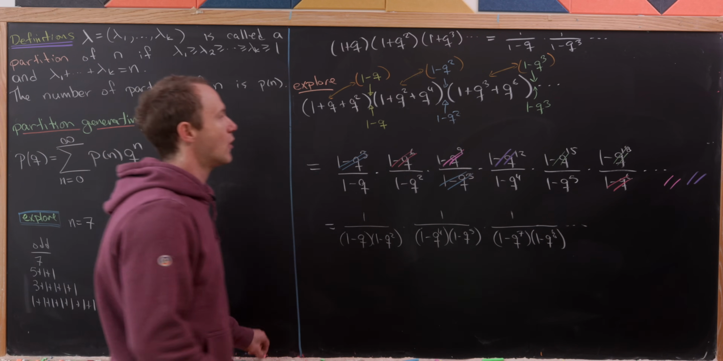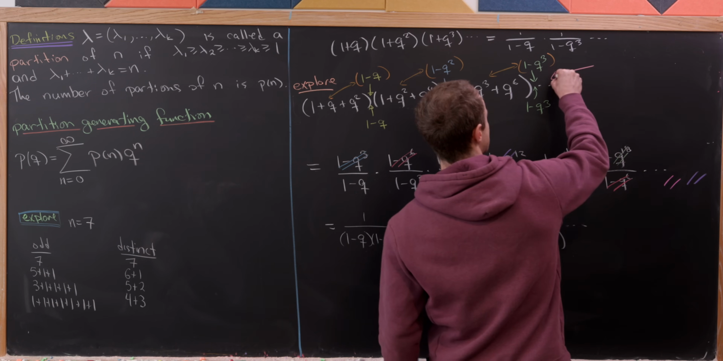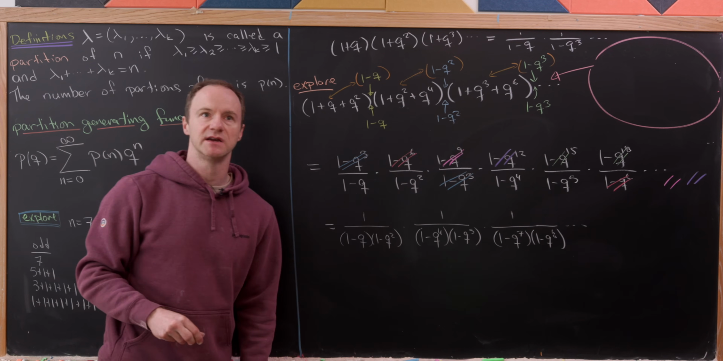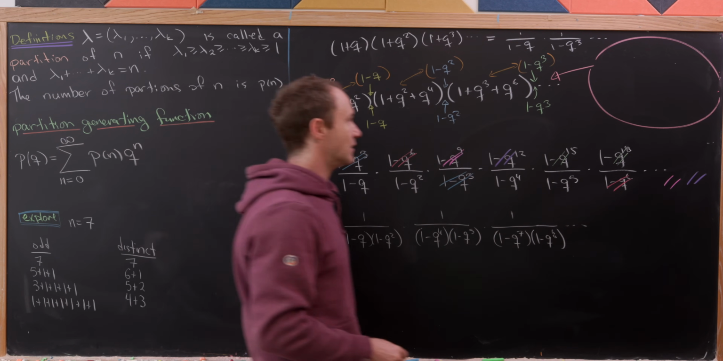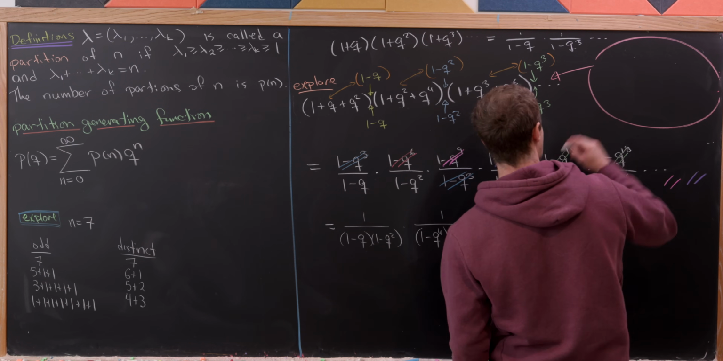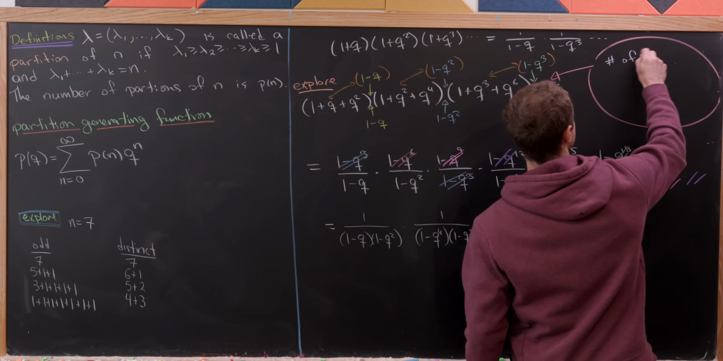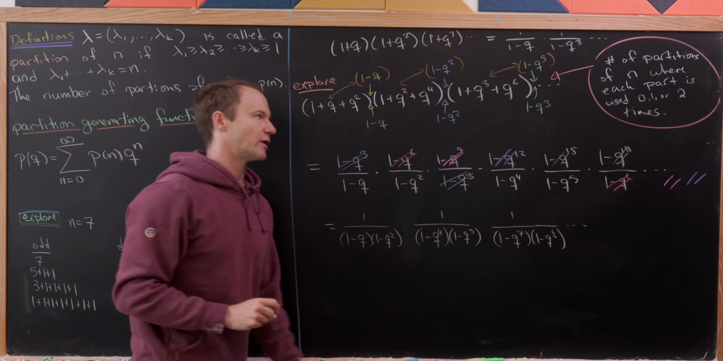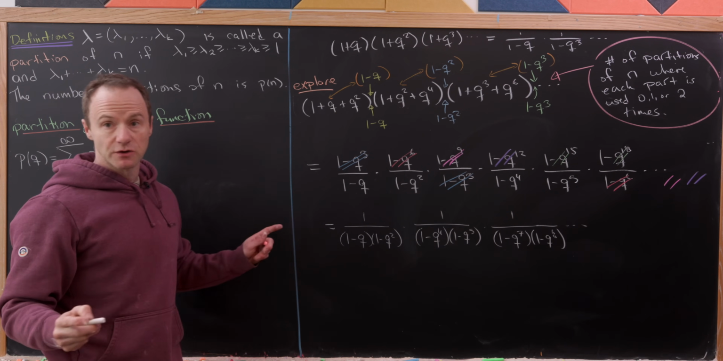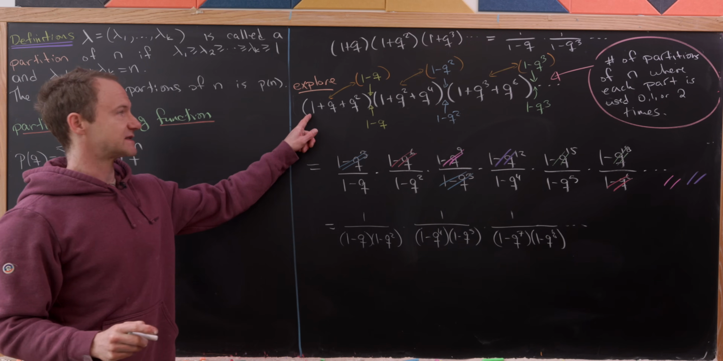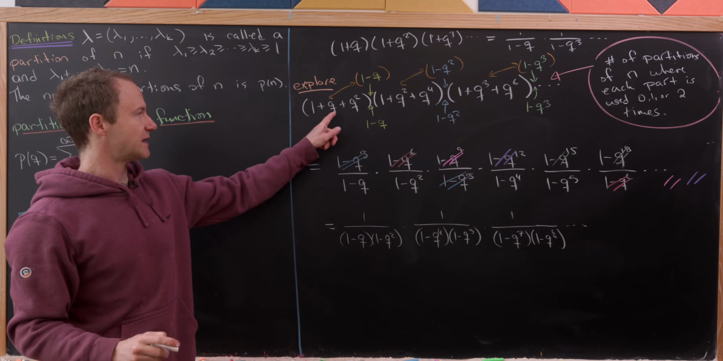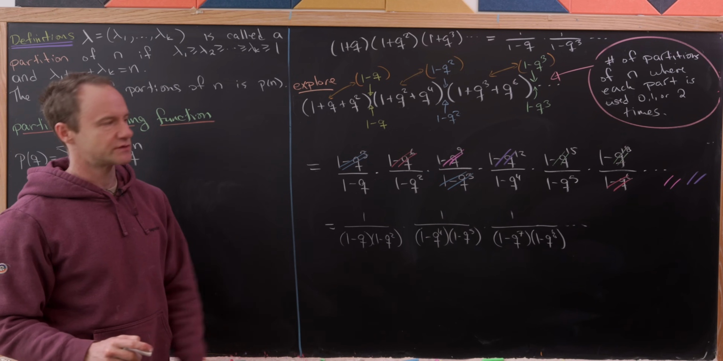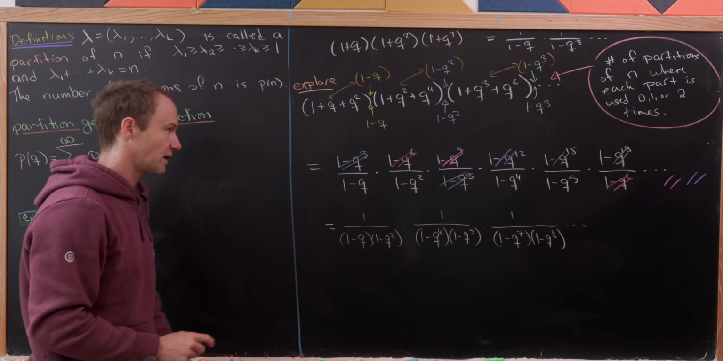So let's observe over here on this left-hand side, using the kind of observation that we did maybe much earlier in the video, this is related to the number of partitions of n where each part is used 0, 1, or 2 times. So of course, this number 1 here is like 1 being used 0 times. This term is for 1 being used once. This term is for 1 being used twice. And then that continues on and on and on.